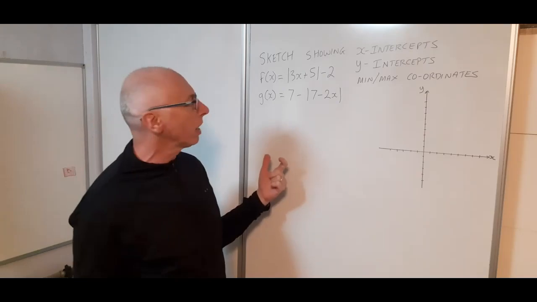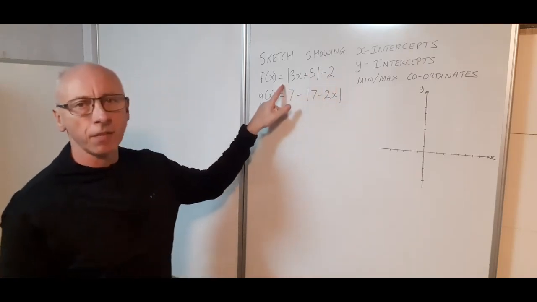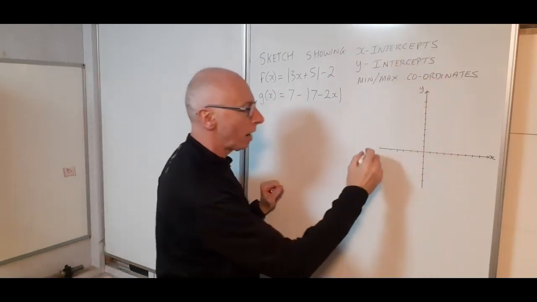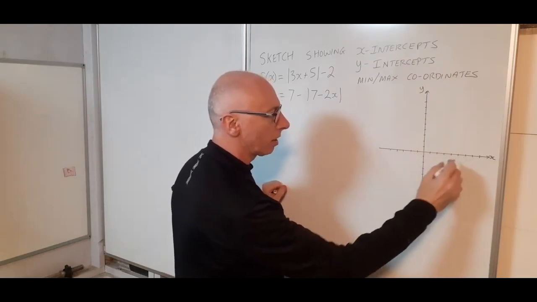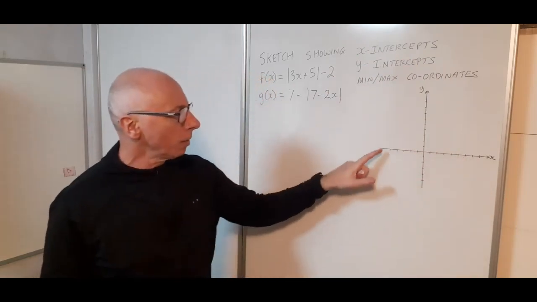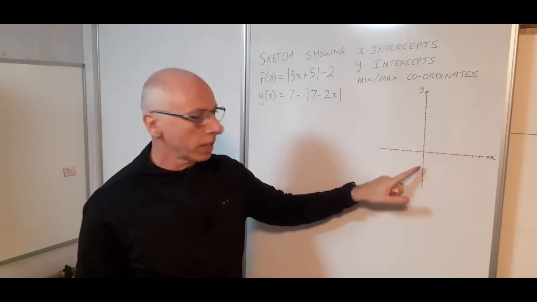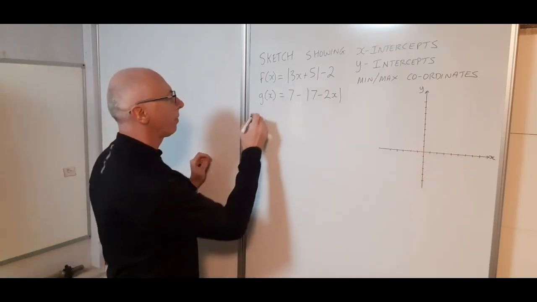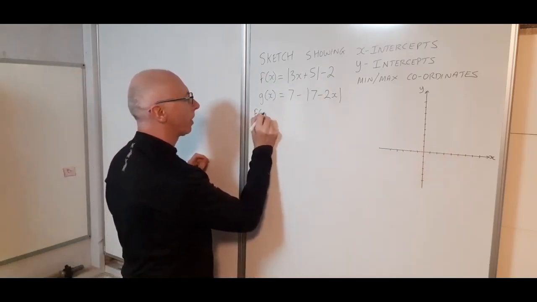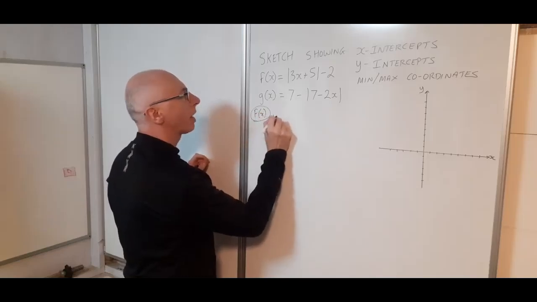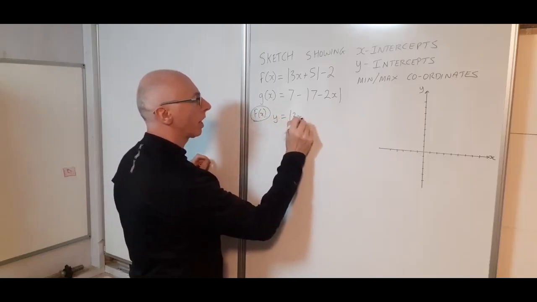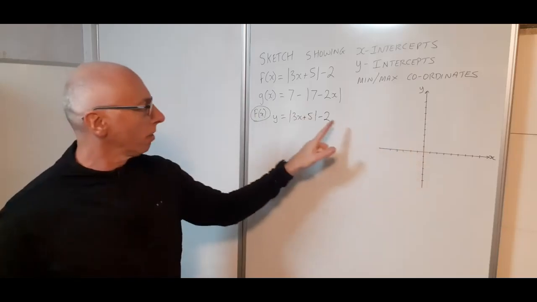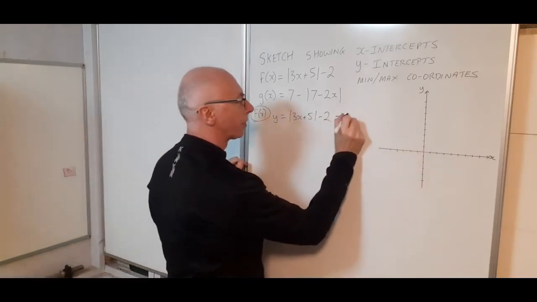So let's get straight into graphing these and let's have a look at f(x). Let's look for the x-intercept, so where it crosses the x-axis. The key thing is here, when it's on the x-axis, y is 0. So if we set y equals f(x), then we have y = |3x + 5| - 2, and as we want y to be 0, set that equal to 0.